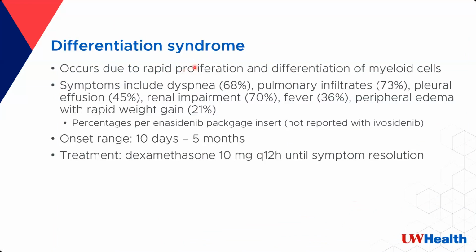Differentiation syndrome occurs due to rapid proliferation and differentiation of these myeloid cells. Symptoms include dyspnea, pulmonary infiltrates, pleural effusions, renal impairment, fever, and edema with rapid weight gain. The onset can be even months after starting these agents; it's been reported up to 5 months after starting. And treatment for differentiation syndrome is dexamethasone 10 mg every 12 hours until symptom resolution.